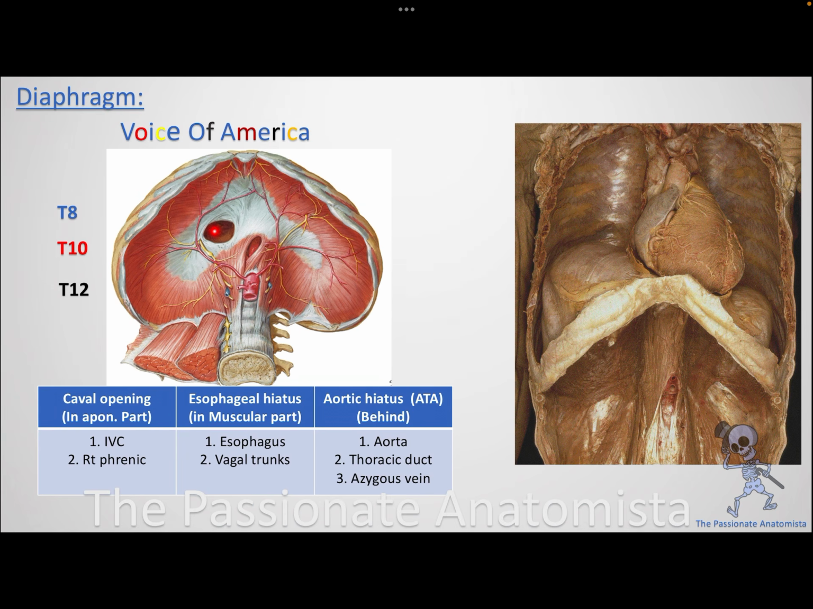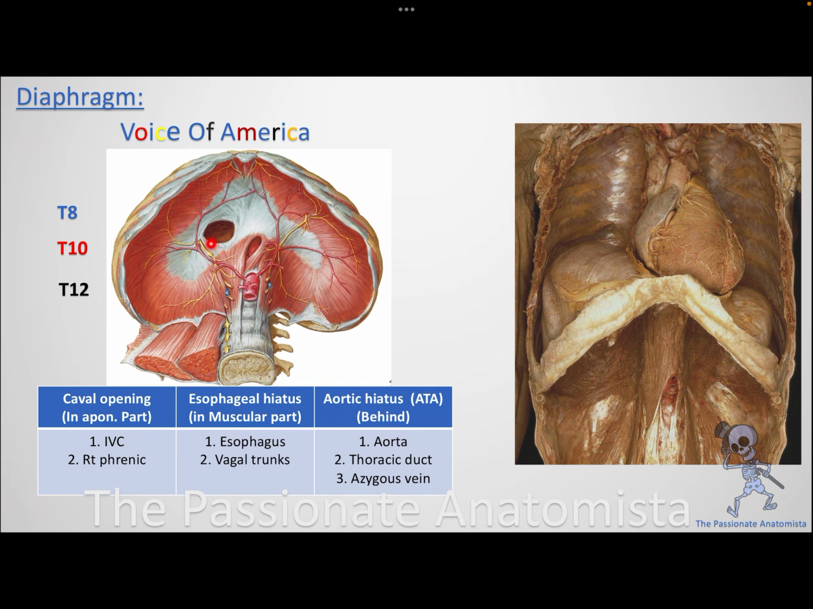How will we remember the levels of them? T8, 10, 12: Voice of America. V is for the caval, because that transmits the inferior vena cava. O is the esophagus. This is in the muscular part of the diaphragm at the level of T10 that transmits the esophagus, and then the America is the aorta. It's actually an opening behind the two crura of the diaphragm. We don't consider it as an opening within the diaphragm. It's basically behind. So this is the aortic opening.